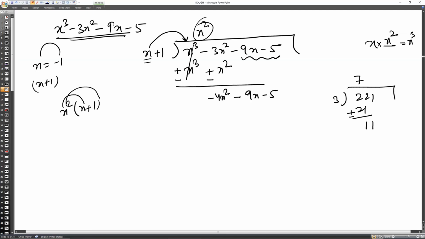Then again, this is x plus 1. And by what number do you have to multiply this x so that the first term will become exactly minus 4x square? Tell me. By what number are you going to multiply this x so that the first term will become exactly minus 4x square? Tell me, Aris. By what number are you going to multiply?